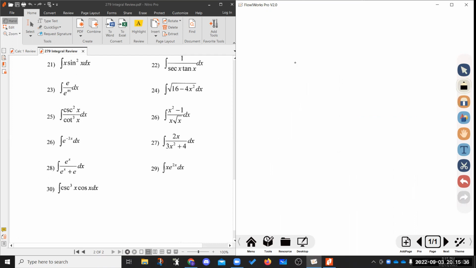So integral of e to the negative 3x dx, e to negative 3 and a negative 1/3, negative 1/3 e to the negative 3x plus c.